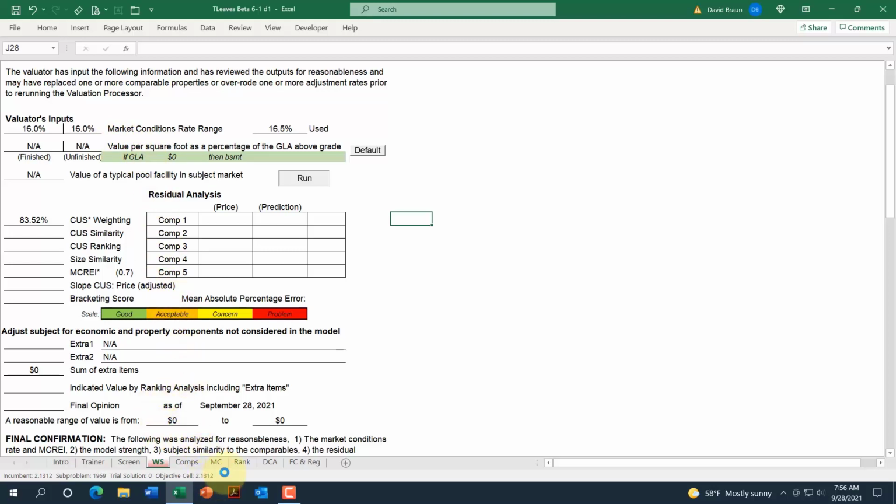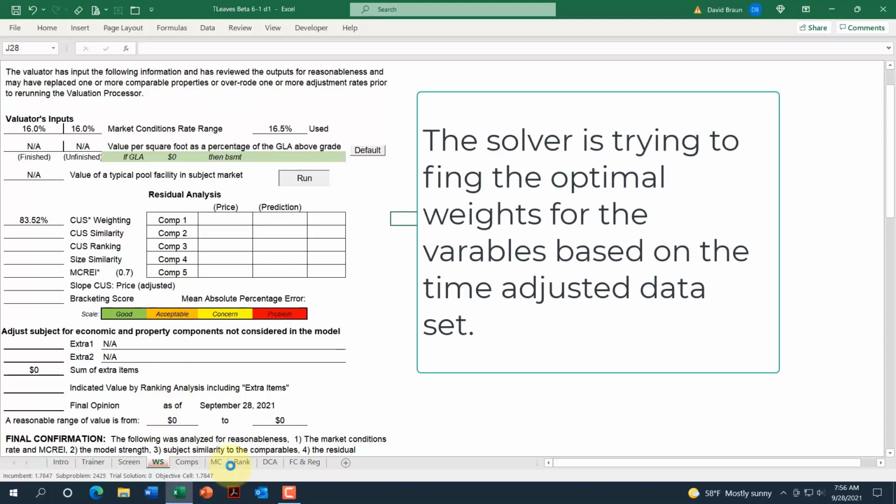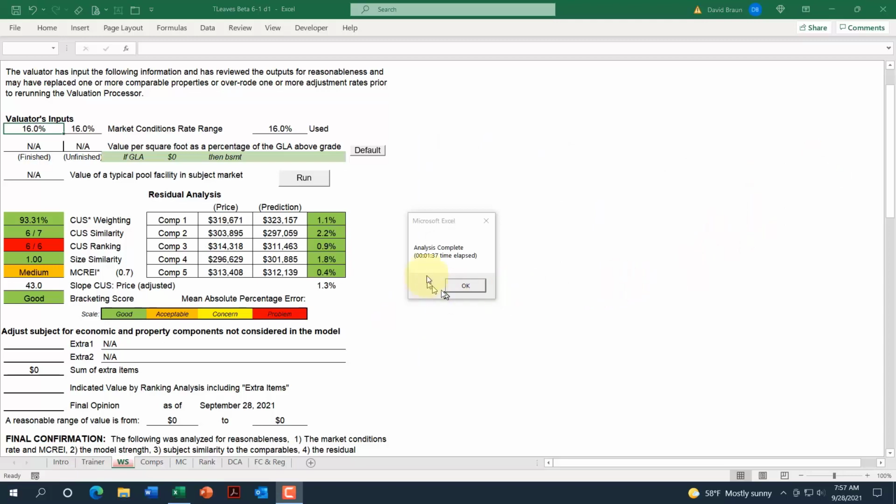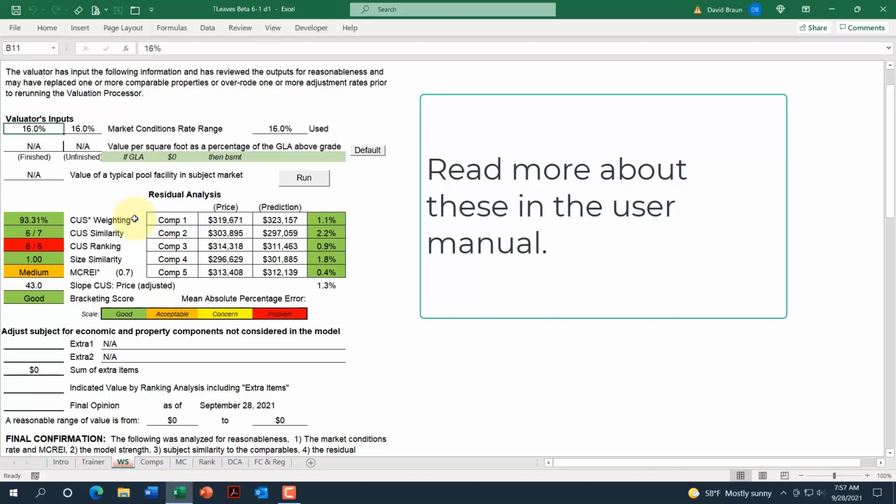Now you can see the solver is working down here again. All right, now that took about a minute and a half to run. And here are some outputs. Let me close this. So here are some outputs that we had. How well did the processor do in weighting the variables? And it thought it did pretty well.